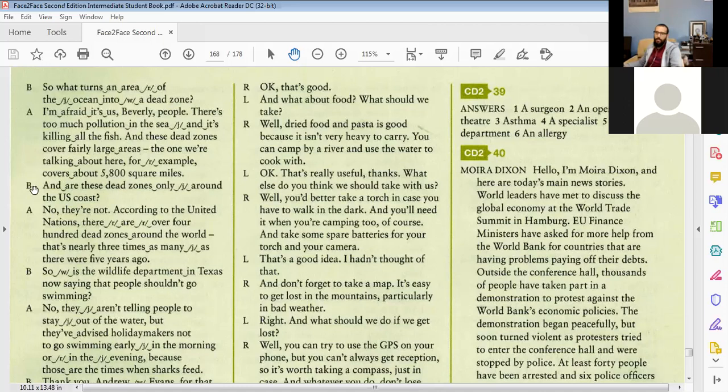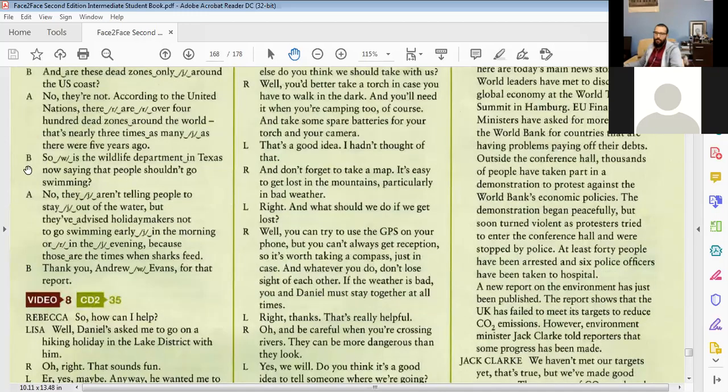And are these dead zones only around the US coast? No, they're not. According to the United Nations, there are over 400 dead zones around the world. That's nearly three times as many as there were 5 years ago. So is the Wildlife Department in Texas now saying that people shouldn't go swimming? No, they aren't telling people to stay out of the water, but they've advised holidaymakers not to go swimming early in the morning or in the evening, because those are the times when sharks feed. Thank you, Andrew Evans, for that report.